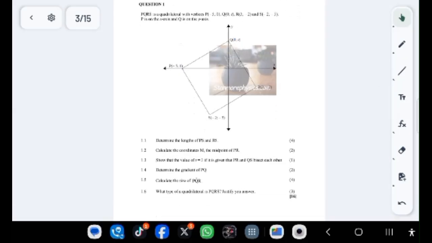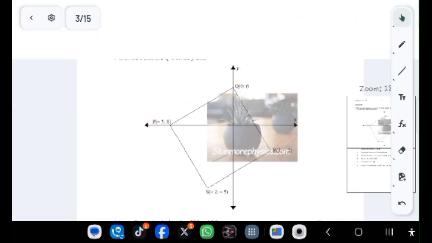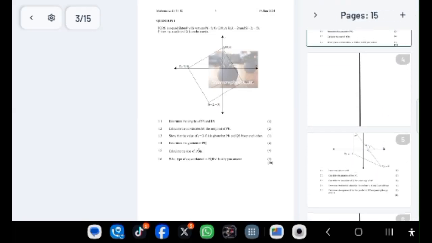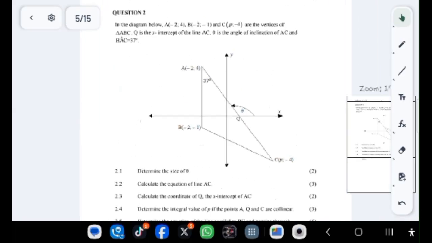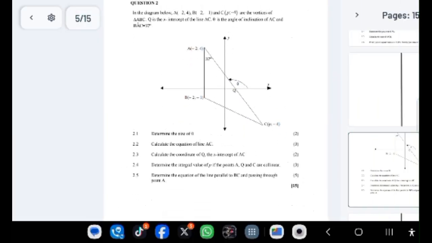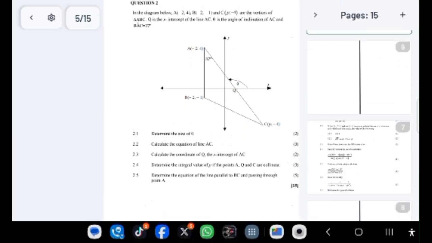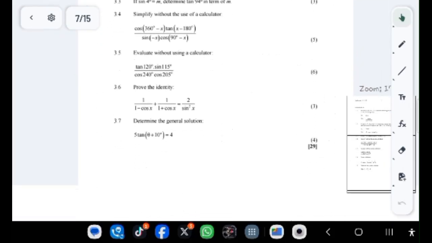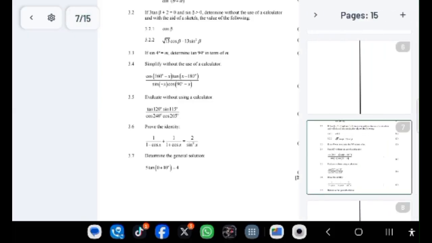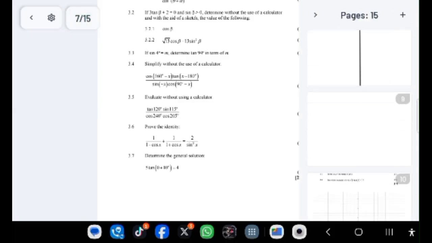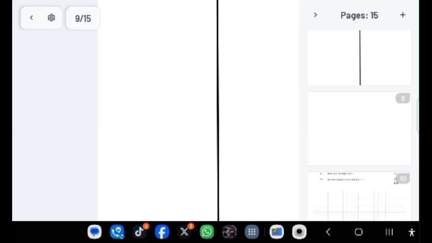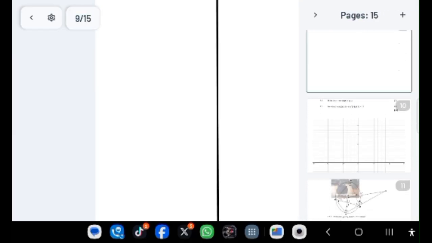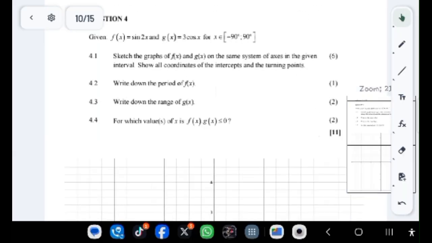So we've got question 1, that was analytical geometry. And then we've got question 2, still analytical geometry. And then we've got question 3, which was trigonometry. I'll have chapters in the video, so you can just jump to whatever chapter you prefer to work on. And then we had another one. There we go. And this is question 4, trigonometric functions.